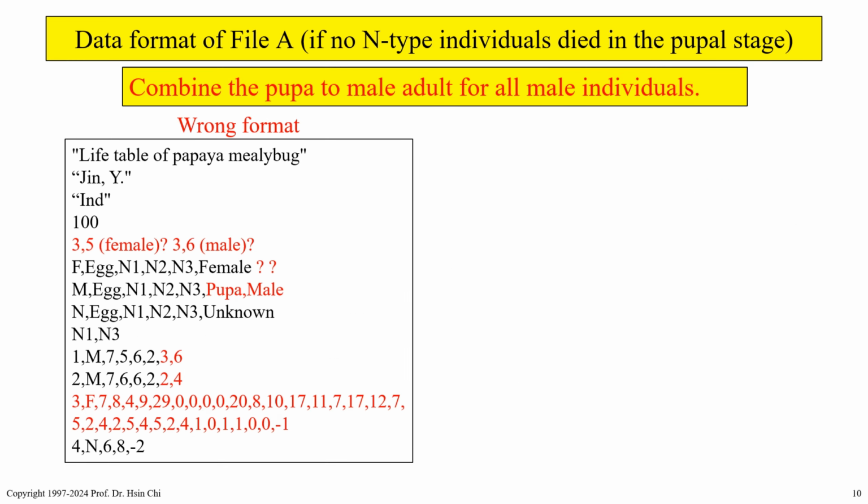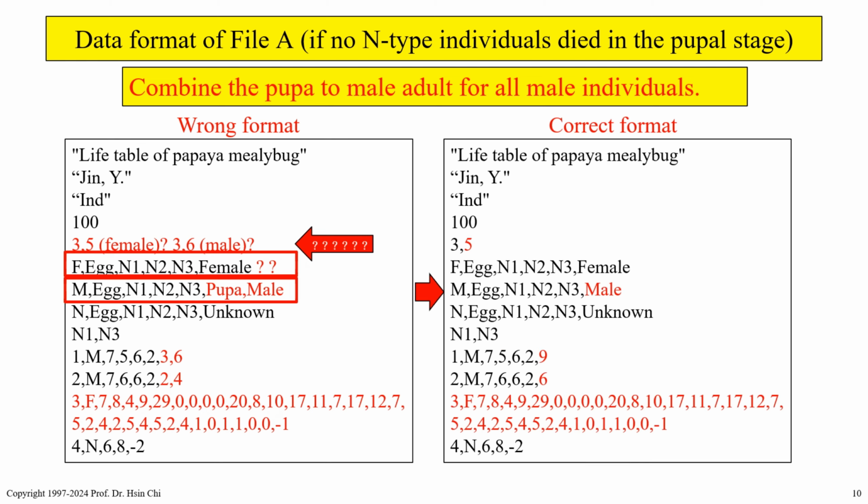The data format of file A, if no N-type individuals die in the pupal stage, we can combine the pupa to male adult for all male individuals. The box on the left shows you the wrong data format. Female has 5 stages, but male has 6 stages. We must change the data format as shown on the right.